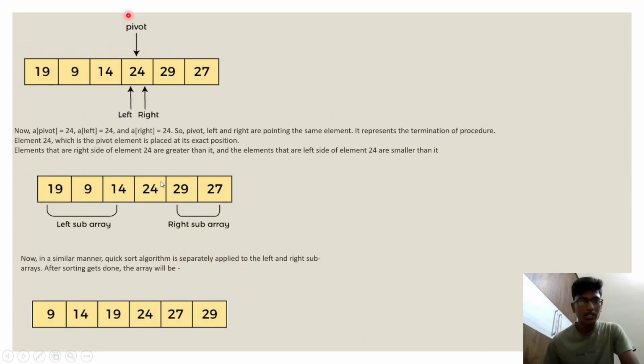Now A of pivot is 24 and A of left is 24. A of right is also 24. So pivot, left and right are pointing to the same element. It represents the termination of the procedure. Element 24, which is the pivot element, is placed at its exact position. Elements that are on the right side of element 24 are greater than it, and the elements that are on the left side of element 24 are smaller than it.